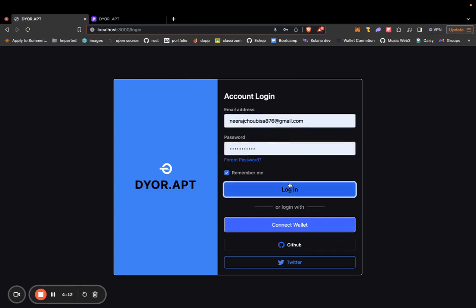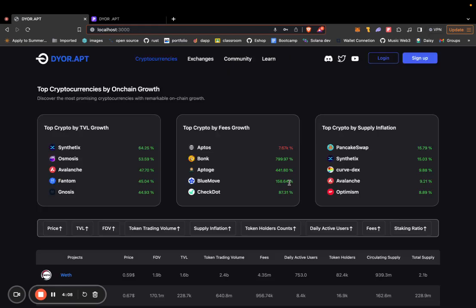Remember me, login. You can log in with Connect Wallet also. That is the Aptos wallet wrapper. If you are a Web 2 or Web 3 person, you can log in both ways.